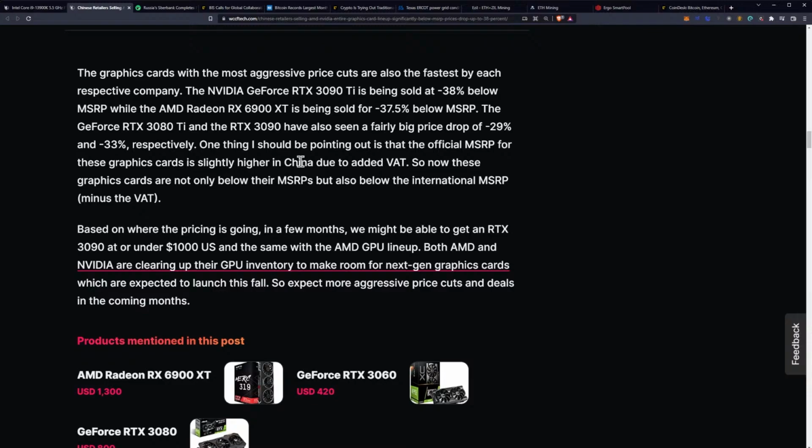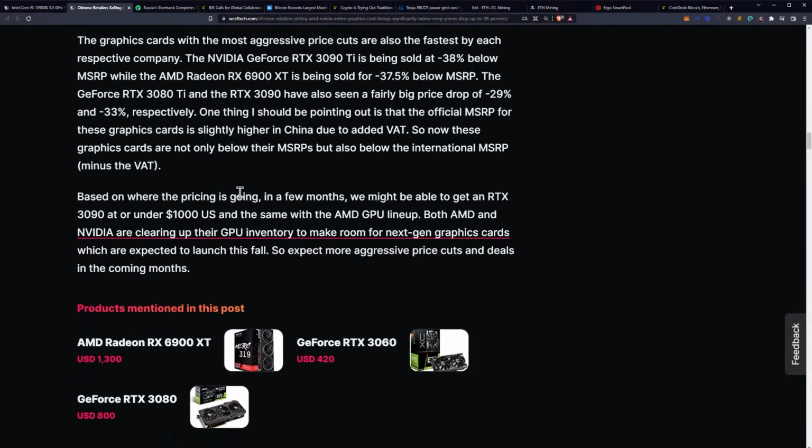The 3080 Ti and 3090 have also seen a fairly big price drop of 29% and 33% respectively. One thing that I should be pointing out is that the official MSRP for these graphics cards is slightly higher in China due to added VAT. So now these graphics cards are not only below their MSRPs, but also below the international MSRP minus the VAT.